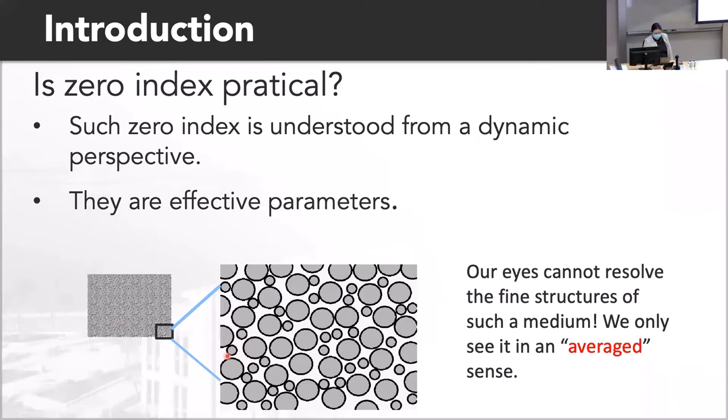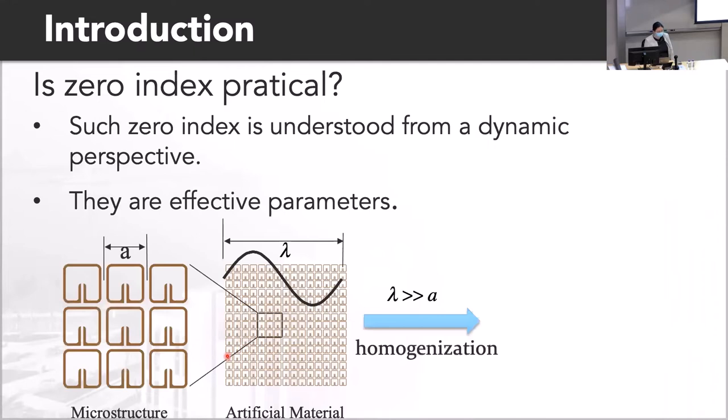Okay, so to summarize, our eyes cannot see these fine little structures in such a medium, but we can see them in an average sense, and the response actually carries the information carried by these fine little structures. So the same thing happens in wave propagation. If you have a very complex structure, and your wavelength is large, then the waves will not be able to resolve these fine little structures, and will pass through the material as if it is passing through a homogenized or uniform material.